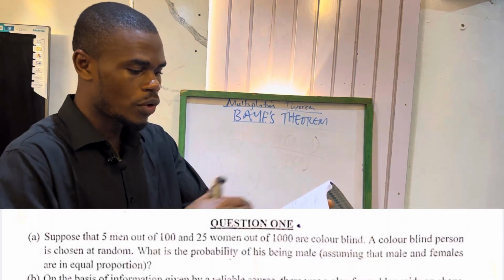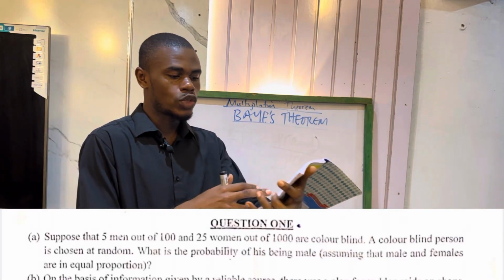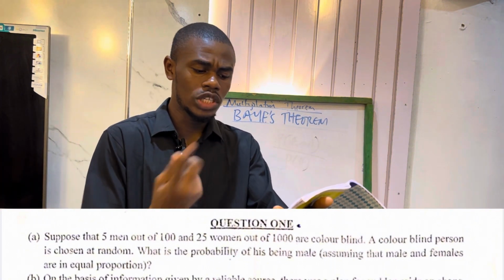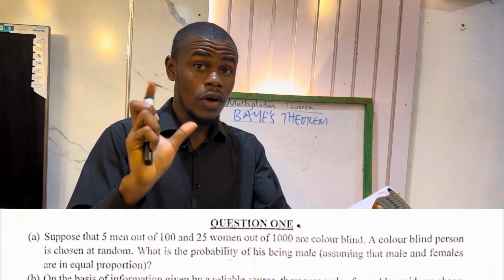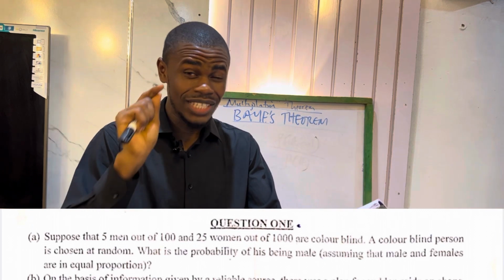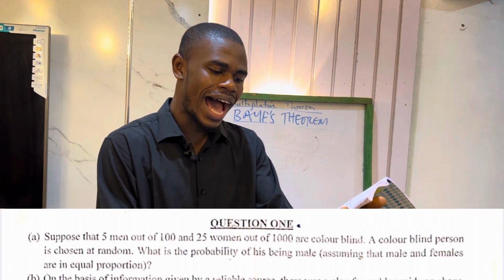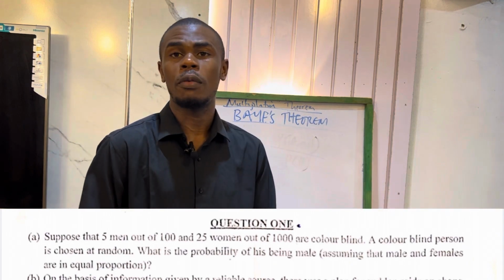Suppose that 5 men out of 100 and 25 women out of 1,000 are colorblind. They said a colorblind person is chosen at random. This is how you solve the question. Note what I'm going to tell you now. It's very important. What is the probability of being a male, assuming male and female are in equal proportion?